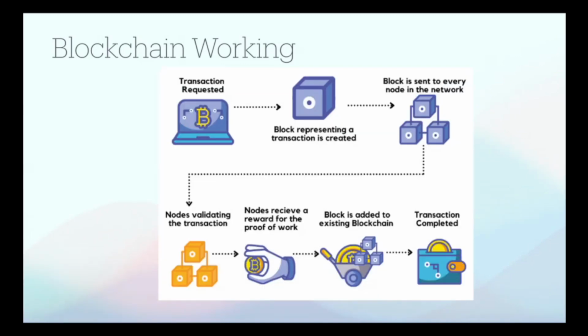Now you can see here a generalized diagram. Here the transaction is requested by a Bitcoin, where B refers to a Bitcoin, or we can say a blockchain. The block representing a transaction is created. After the transaction is done and verified by the miners, and a hash is created, a block is created. So a transaction is created, represented as a block. Now the block is sent to every node in the network.